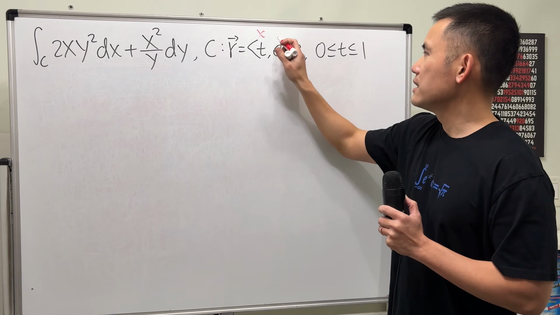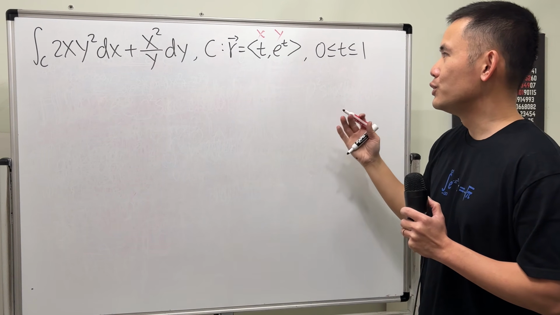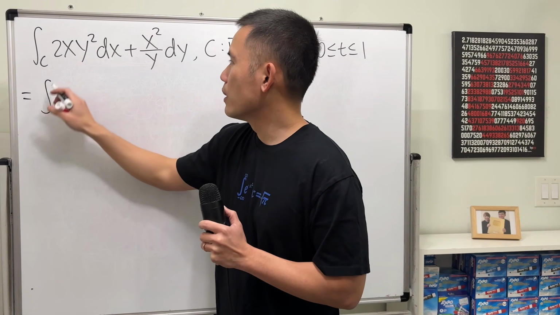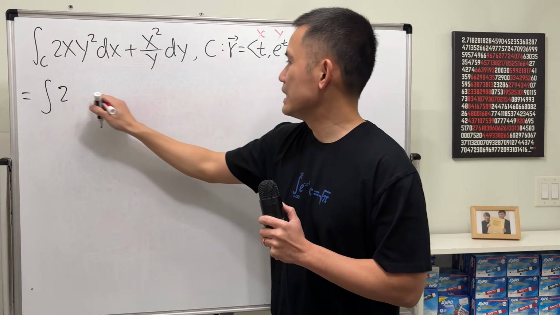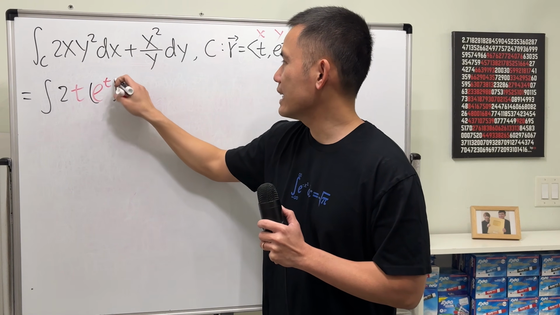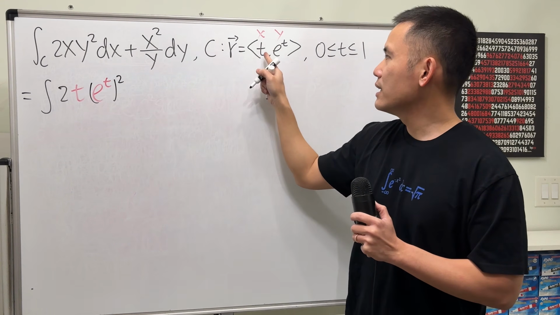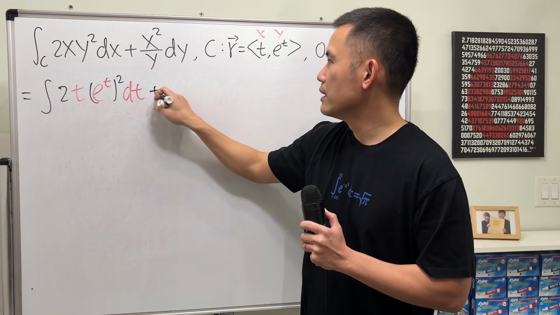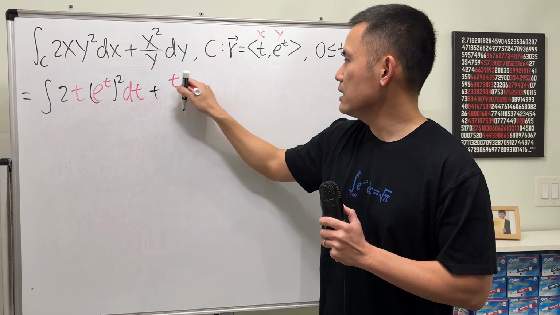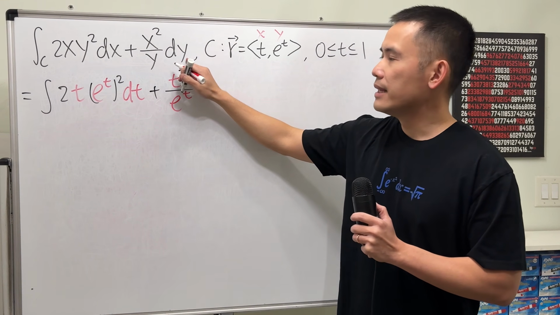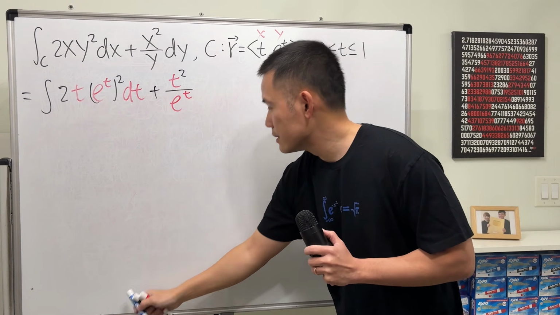So x is t and y is e to the t, and then just do the work. This right here will be the integral where x is t, and then y is e to the t, and then we have to square that. dx, you look at this and differentiate that, you get dt. Continue. x is the same as t, square that. y is e to the t. Now dy, be really careful with this.